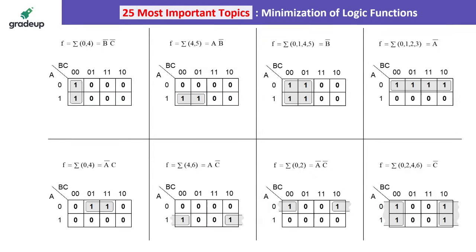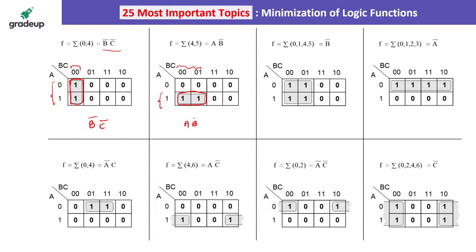Okay. So now f of sigma of 0, 4 is b bar c bar. So what is the b bar c bar? Actually these two ones are combined like this. I am just showing with a red color. So these two are adjacent, so a bar a cancel. So this is b bar c bar. If two ones are like this, we can combine this as a pair. So in the row it comes under a, in the column it comes under b bar.